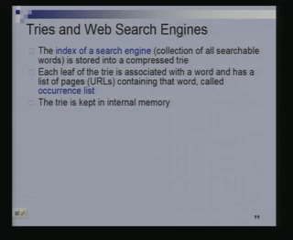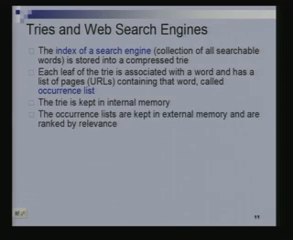The trie is kept in internal memory. The list can be very, very long. If you type a word like computer, imagine the number of URLs, pages that would contain that word. So this occurrence list would be huge, right? So that's why it's not kept in main memory. It's kept on disk.